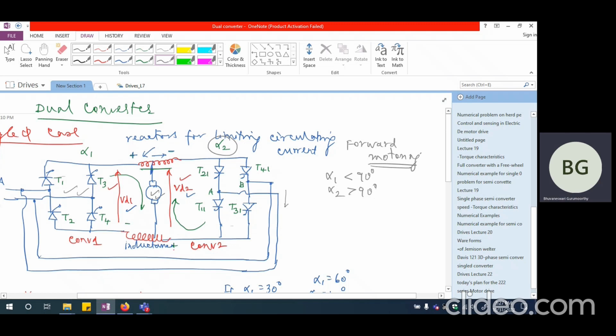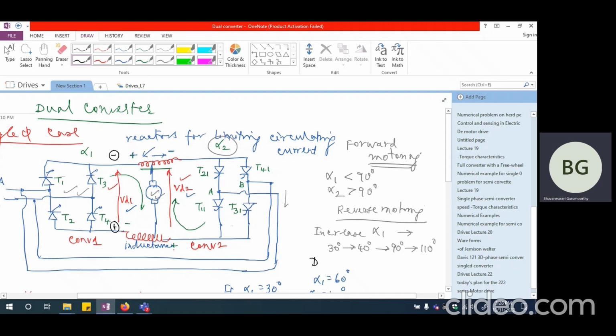So when you want to go from forward motoring to reverse motoring, what you would do is you would slowly increase alpha 1. So increase alpha 1 from, let us say 30, to 40, 50, and then 90. And when you go to 110 degrees or something like that, a higher value than 90 degrees, you are going to have the reversal of the voltage here. This is going to become plus and this is going to become minus.